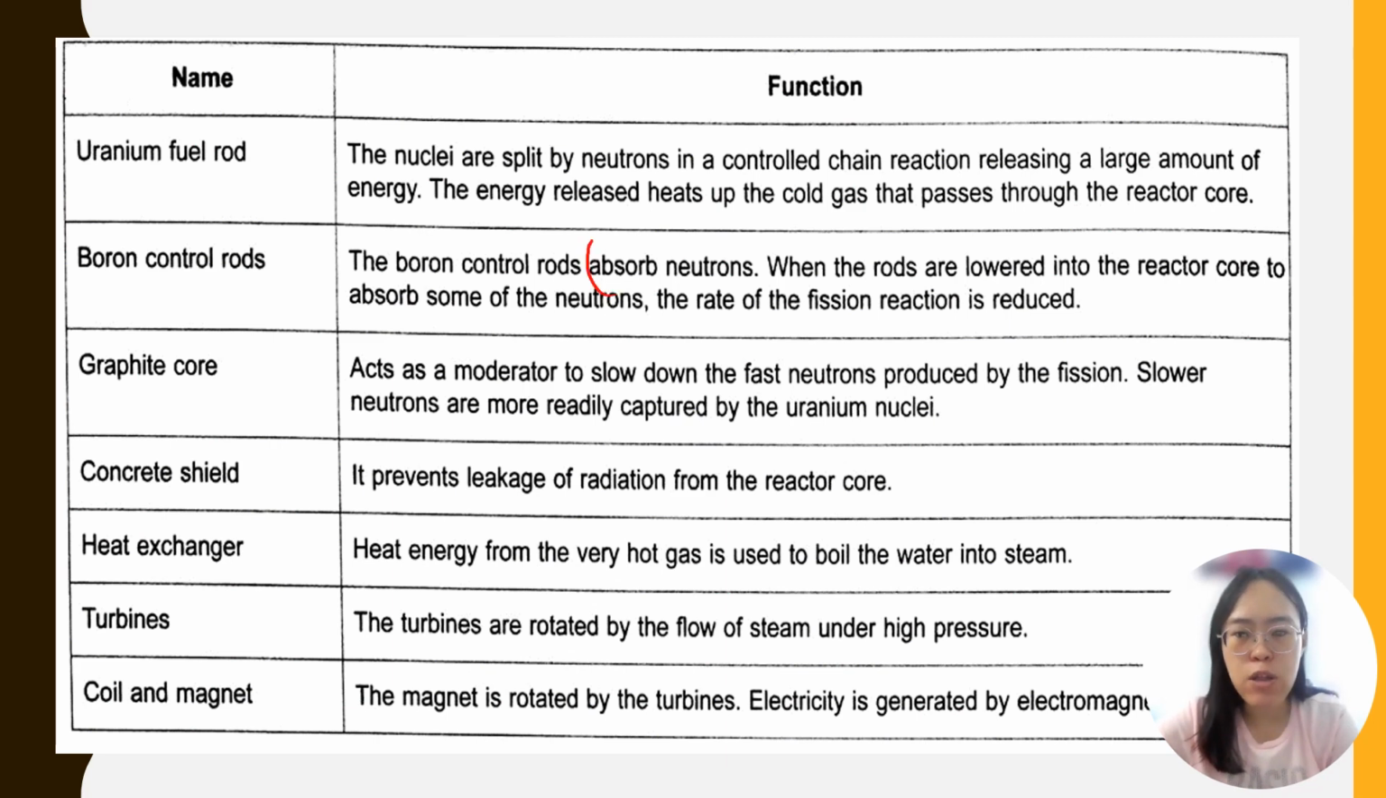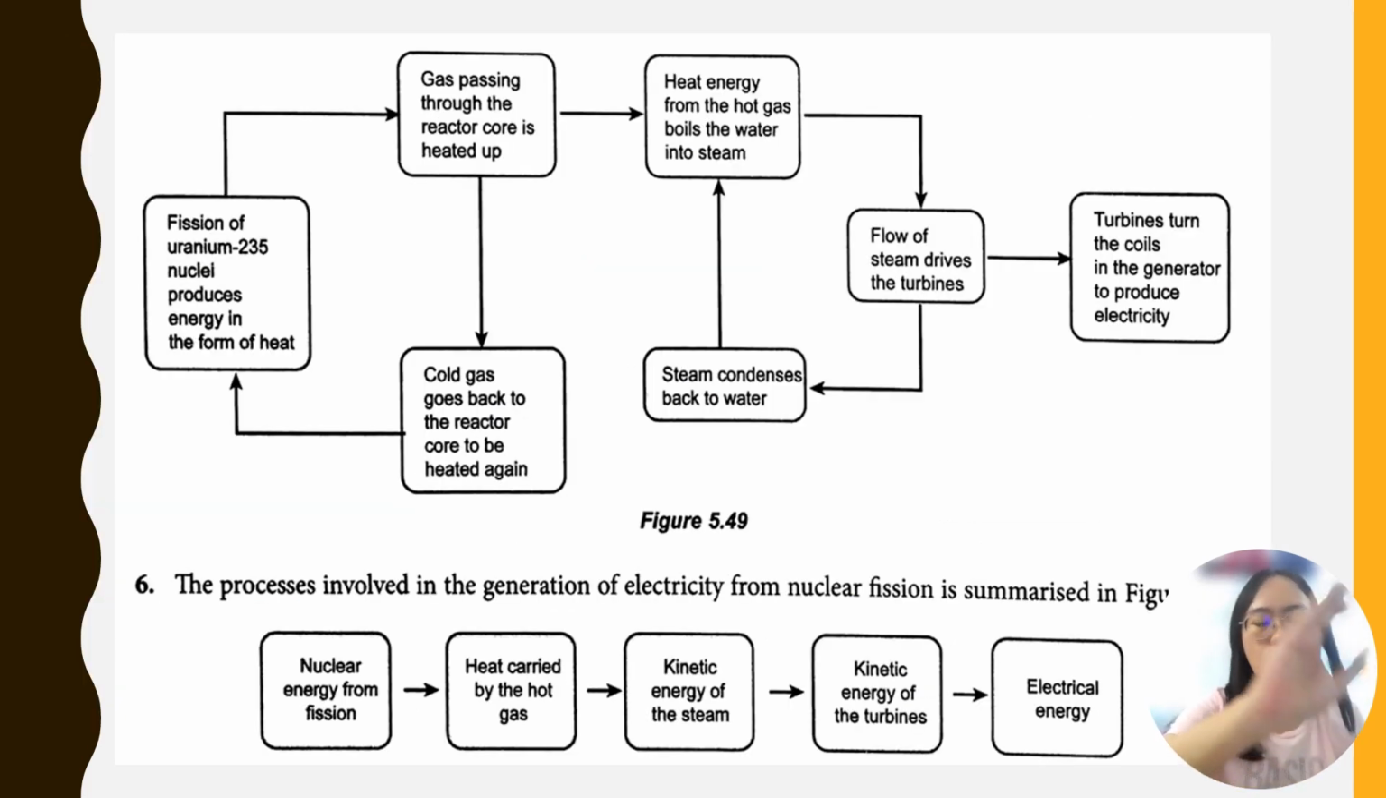is to absorb the neutron. OK，to absorb the neutron to control the number of neutron. Graphite 呢，刚才我讲嘛，water 跟 graphite is to control fast-moving neutron, so it will be a moderator to slow down the fast neutron. Okay, concrete shield, so that will prevent leakage of radiation, and the heat exchanger, turbine, okay, and also coil and magnets. Okay, so 在这边就是 what is happening inside the nuclear power plant.